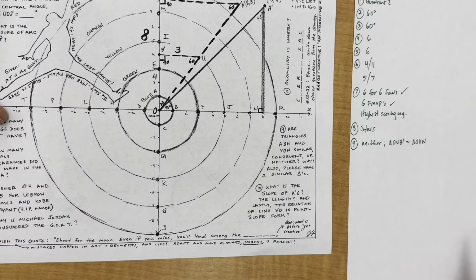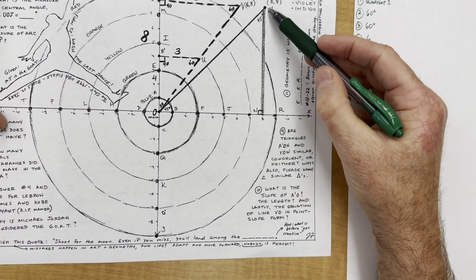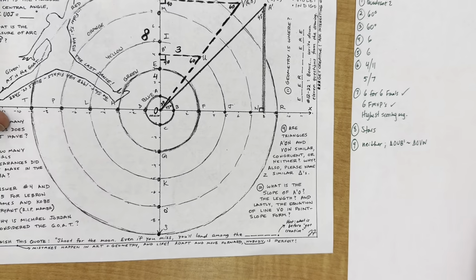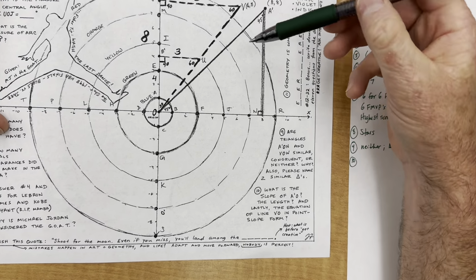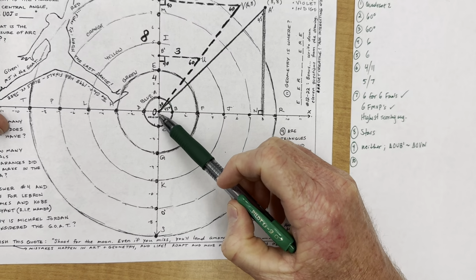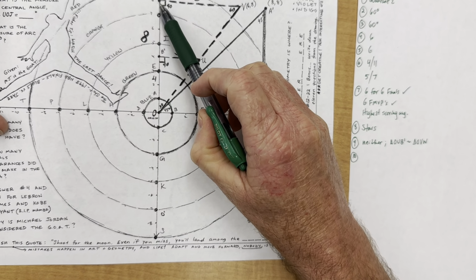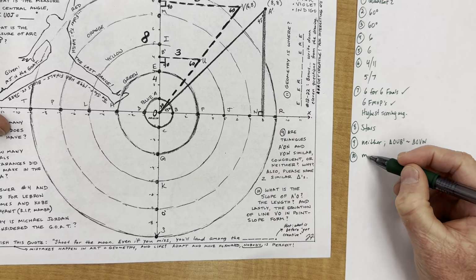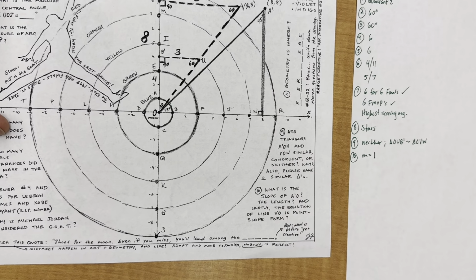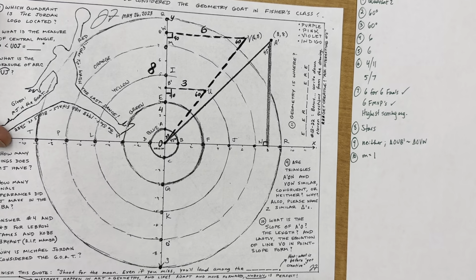Okay, 10. What is the slope of A prime O and the length? So for number 10, you've got to do rise over run. So rise, it goes up 8 and it goes over 8. So the slope, or M, will be 1. Rise over run is 8 over 8.